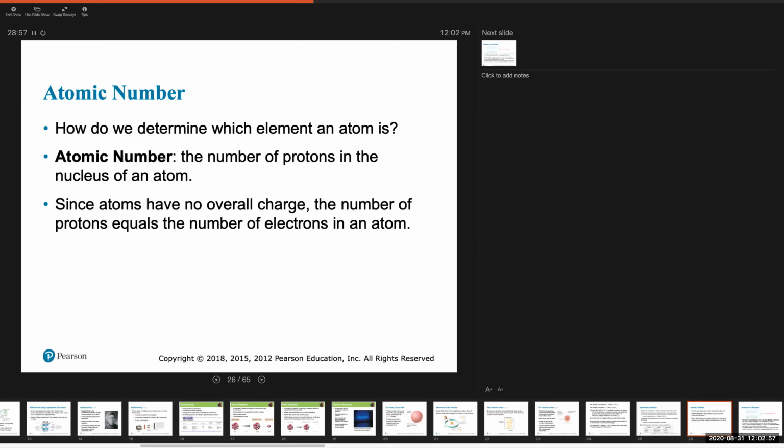If something has, say, 6 protons, how many electrons would we have? We'd have 6, because if we have 6 protons, that's a plus 6. We want to get to neutral, so we'd have to have 6 electrons to cancel out that charge and get to a net charge of 0. So atoms have no charge overall, so the protons always equal the number of electrons.